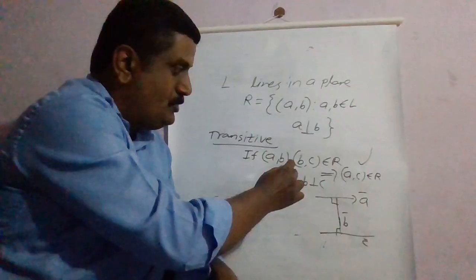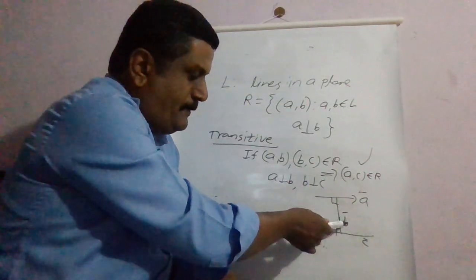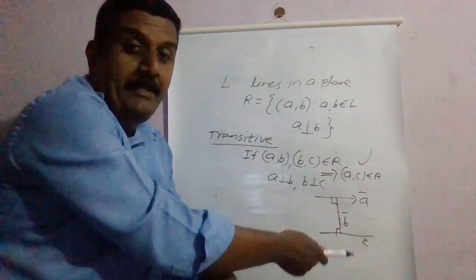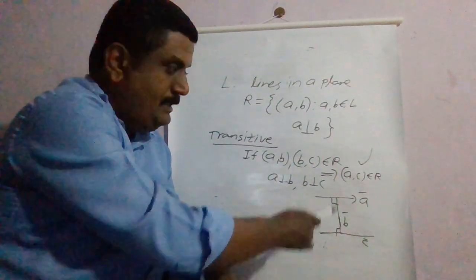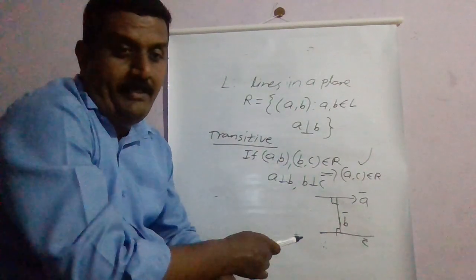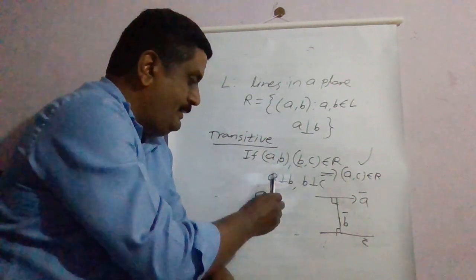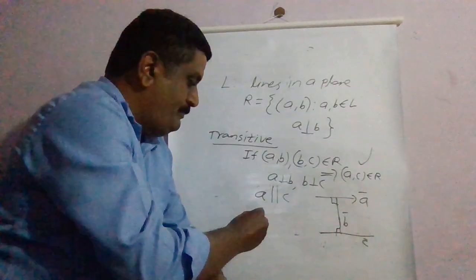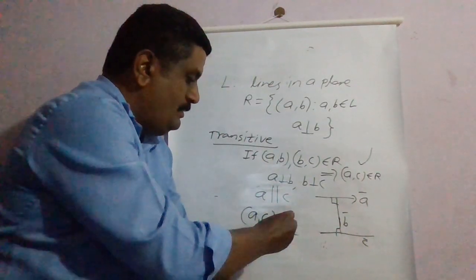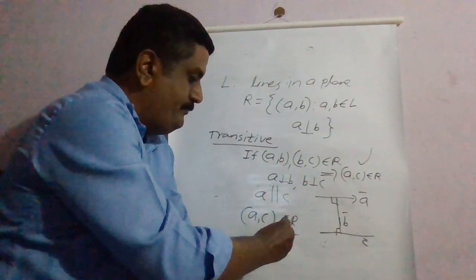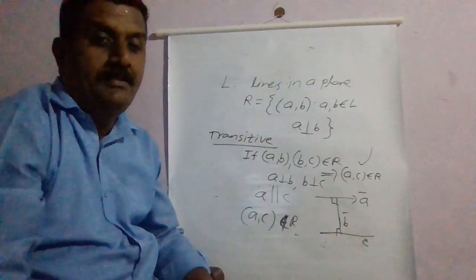That is, (A, B) belongs to R and (B, C) belongs to R means A is perpendicular to B, B is perpendicular to C, but A is not perpendicular to C. A is parallel to C. That means (A, C) does not belong to R. So this relation is not transitive.